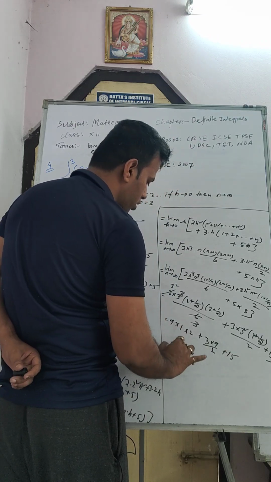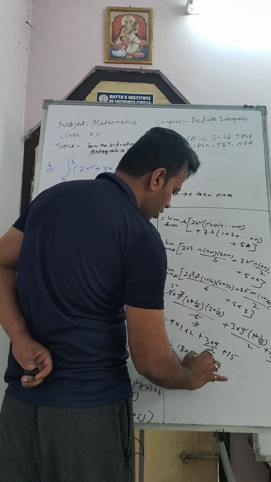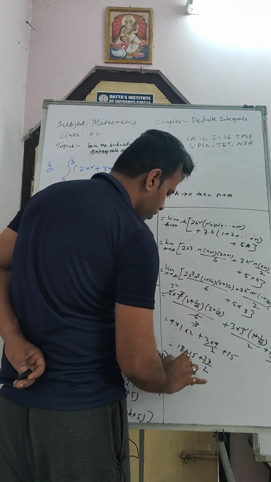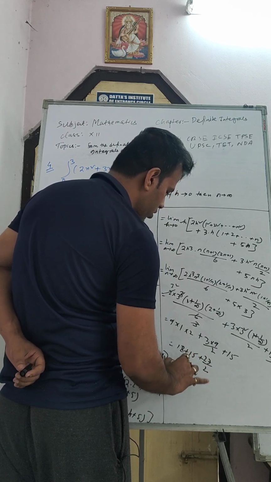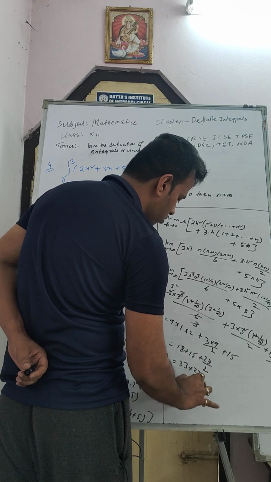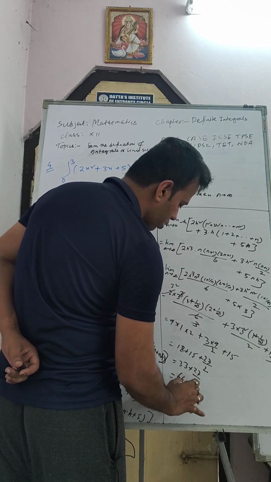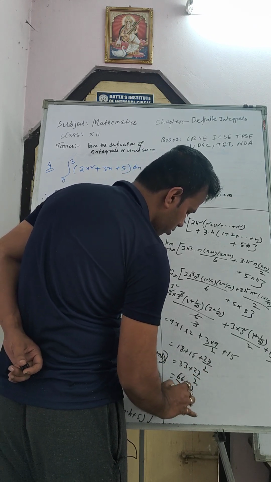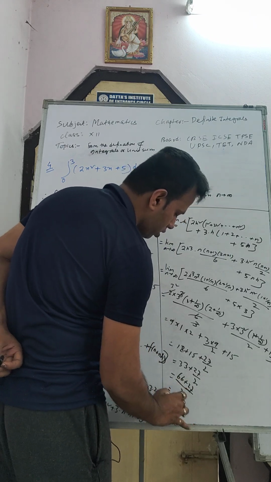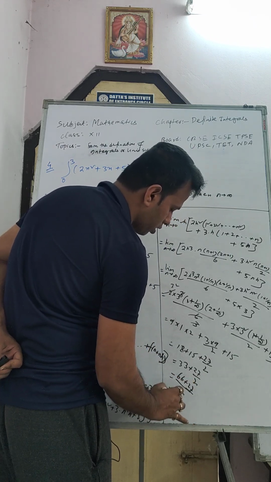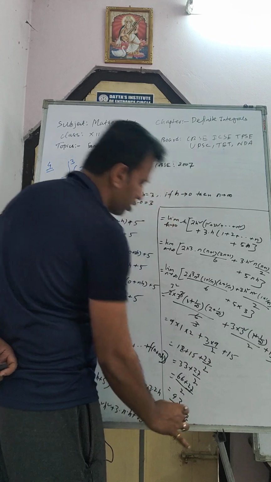So 9 plus 9 is 18, 18 plus 15 plus 27 by 2. It will be 33 plus 27 by 2. So 66 plus 27 by 2, it will become 93 by 2. So 93 by 2 is the answer.